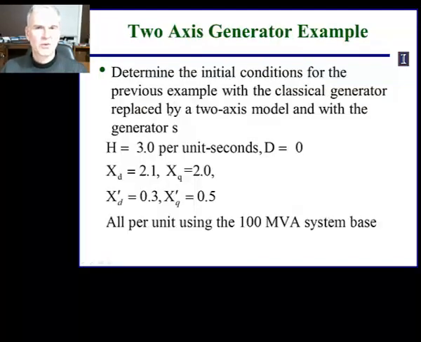Okay. So let's go through an example here. In this example, we're going to determine the initial conditions for the case that we did before with the classical generator replaced by the two-axis model. We'll again keep H equal to 3 per unit with the unit of seconds there, damping 0. Now damping is going to be less important because we've actually modeled a damper winding on the machine. XD 2.1, XQ 2, XD prime 0.3, XQ prime 0.5. All these are per unit using 100 MVA system base.